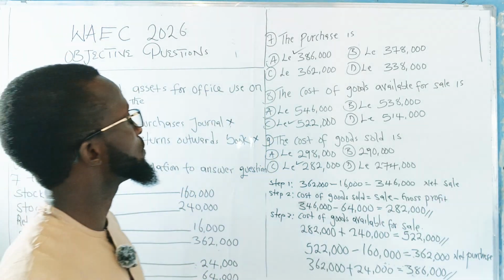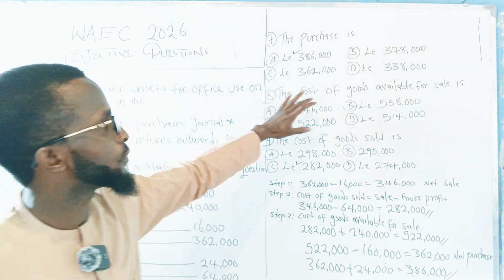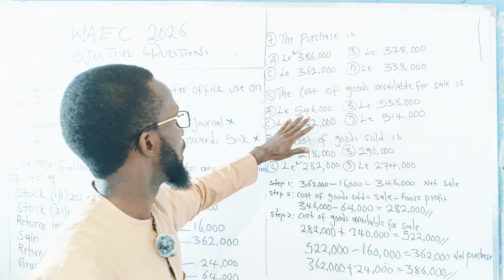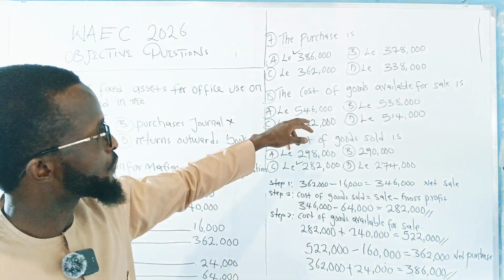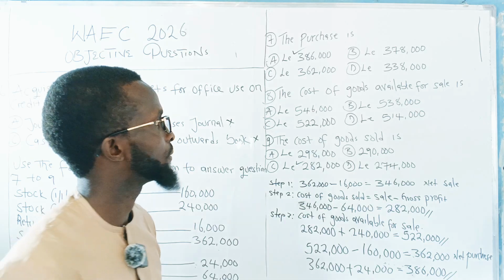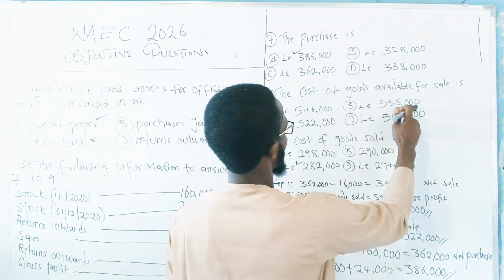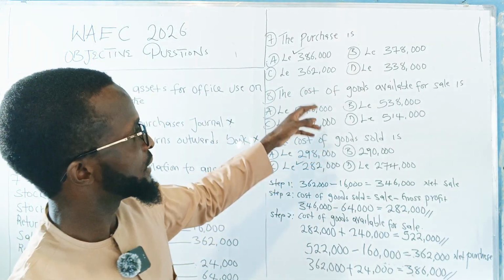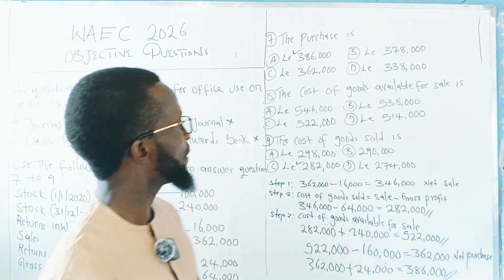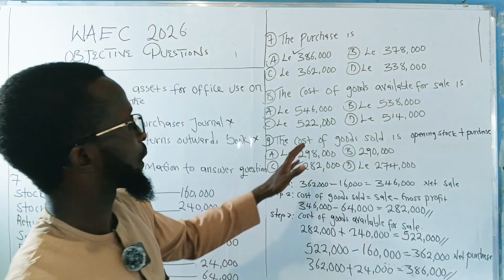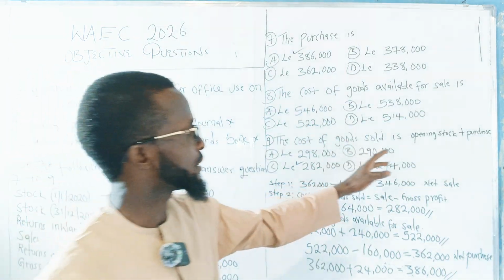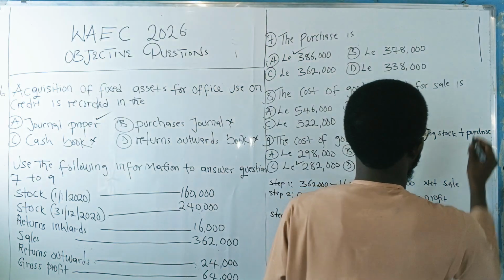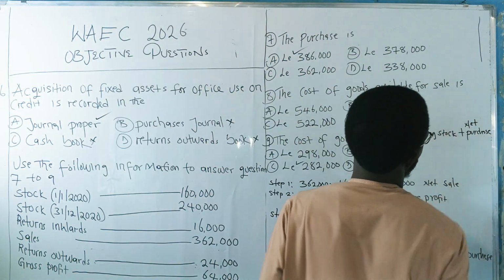Now let's move to question 8. The cost of goods available for sale is A. 546,000 lei. B. 538,000 lei. C. 522,000 lei. D. 514,000 lei. Remember, cost of goods available for sale is equivalent to opening stock plus net purchase. Don't forget, this is net purchase.